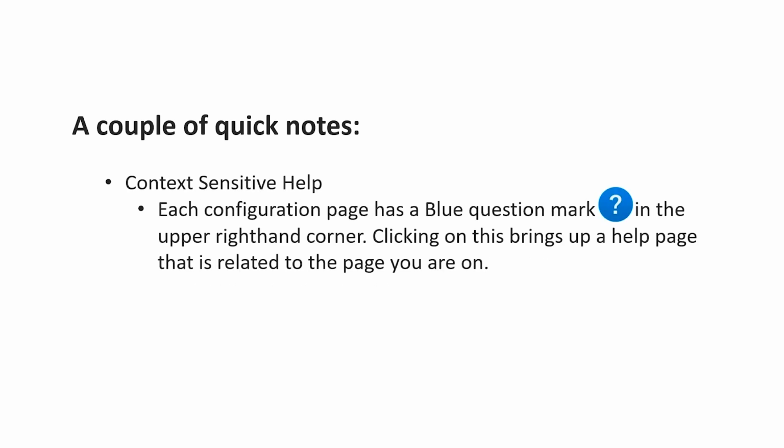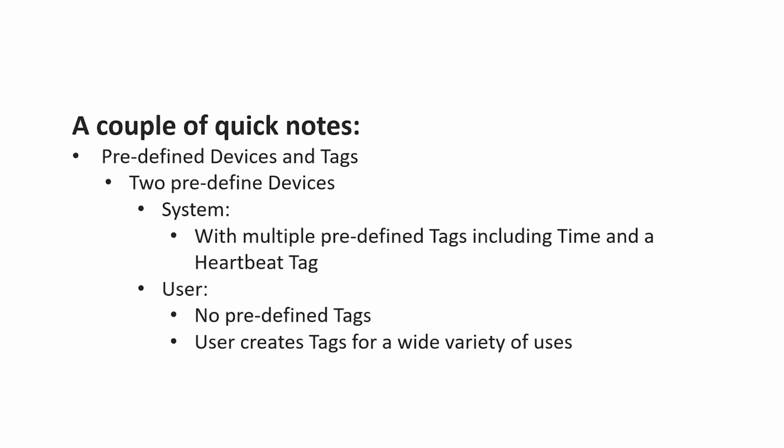Garrett mentioned the context-sensitive help on any of the pages in the configuration of the gateway. There will be a little blue icon in the upper right-hand corner with a question mark in it. Select that, and it will bring up a help page that is pertinent to the page you are on. I will show you an example of that as well.